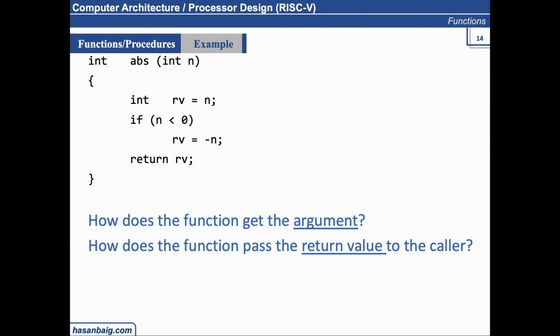So there are registers from x10 to x17. These registers, x10 to x17, are used to hold the arguments, the inputs that we want to pass to the function. Similarly, the function stores the output back into the same registers, starting from x10. And how does the function pass the return value to the caller? We have already discussed this.